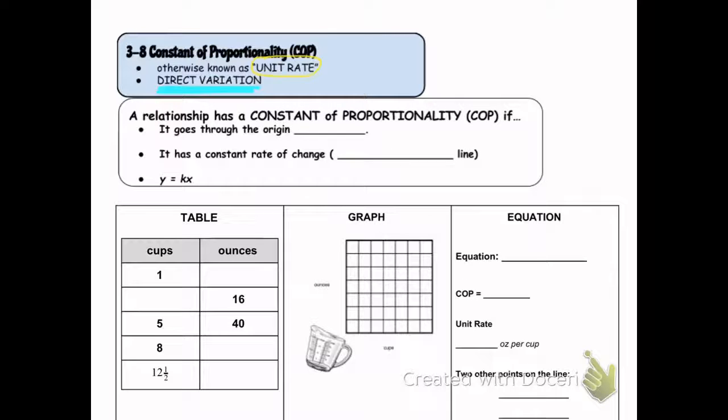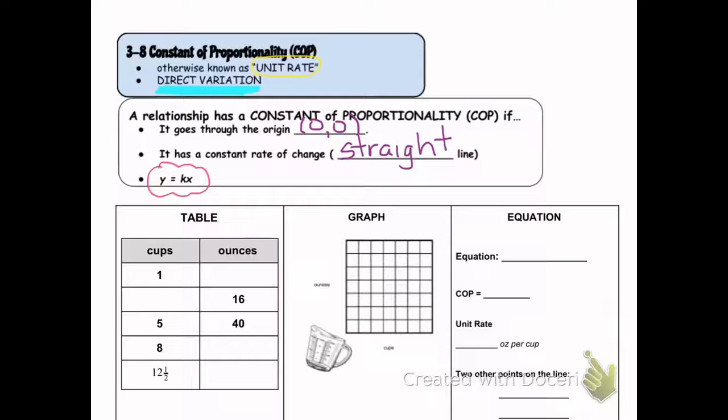So when you see that term, direct variation, that implies that there is a proportional relationship and there will therefore be a constant of proportionality. The way that we can tell that a relationship has a constant of proportionality is if it goes through the origin, which we've talked about before. XY relationships that are proportional, when graphed, will go through 0, 0. It will also have a constant rate of change, which means that when you graph it, it will form a straight line.